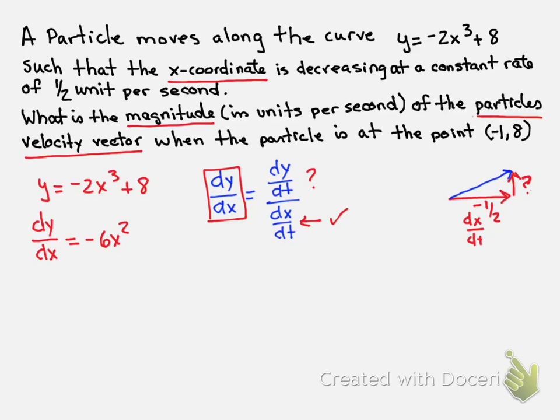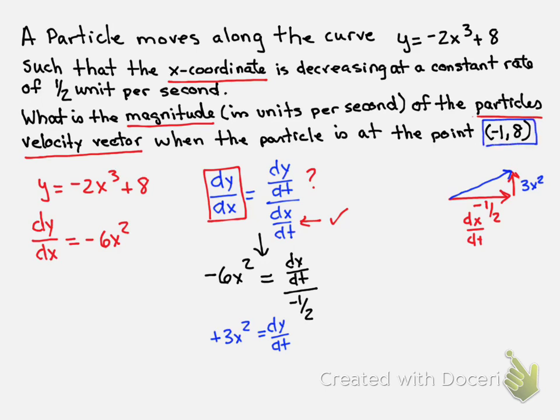So I can rewrite this equation substituting everything I know. Negative 6x squared equals this unknown quantity for the vertical rate of change all over negative 1/2. Multiplying both sides by the denominator, I will get positive 3x squared is equal to my dy dt. So as I look at my triangle over here, I can replace this unknown with 3x squared.